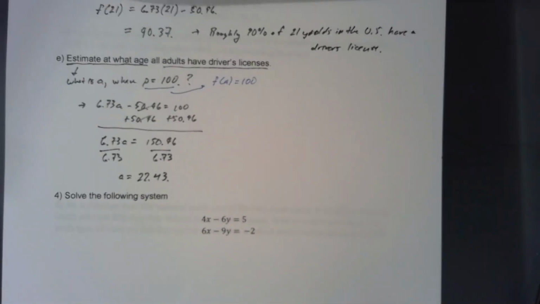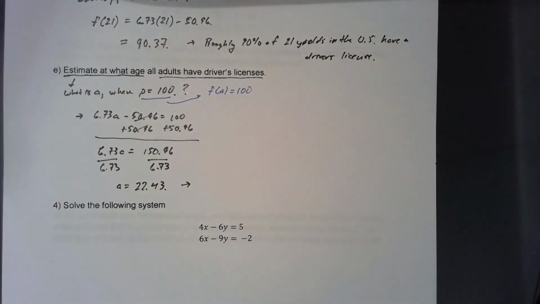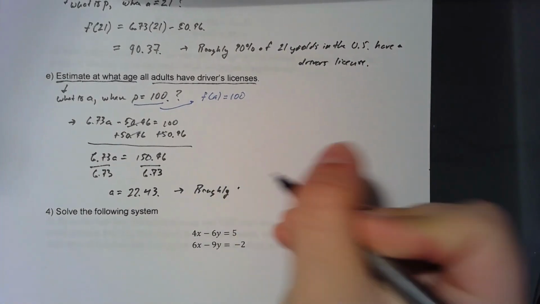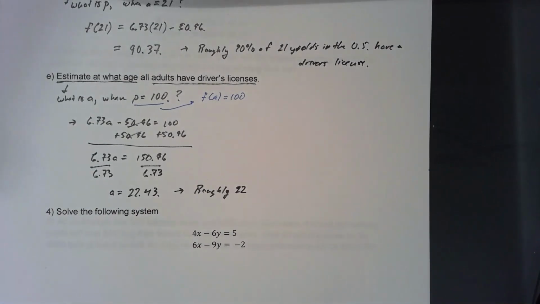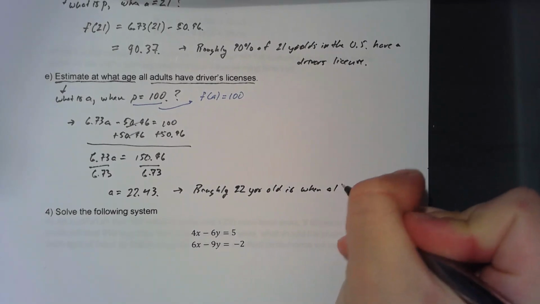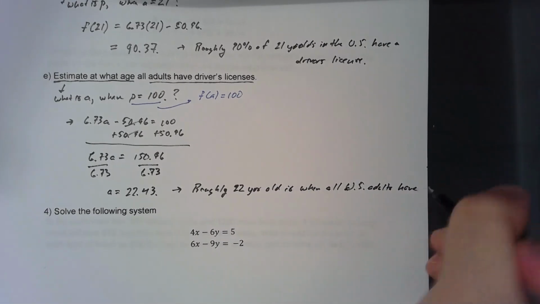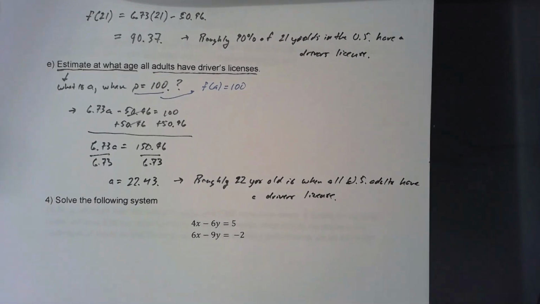So at what age do all adults have driver's licenses? Roughly 22. It's 22.4, so I could round that down to 22. Roughly 22 years old is when all U.S. adults have a driver's license. Now, this is model breakdown.